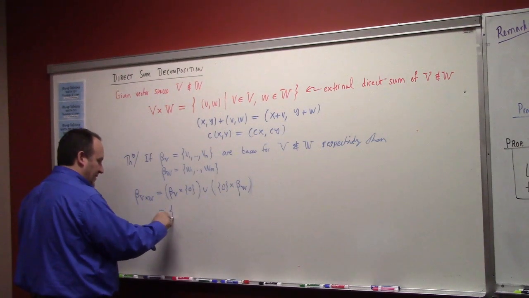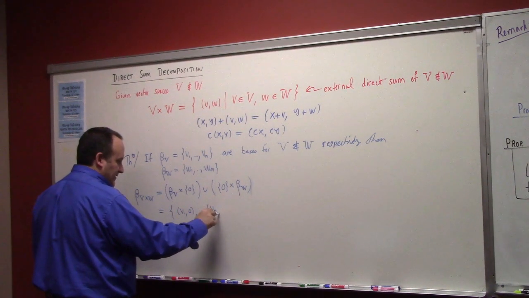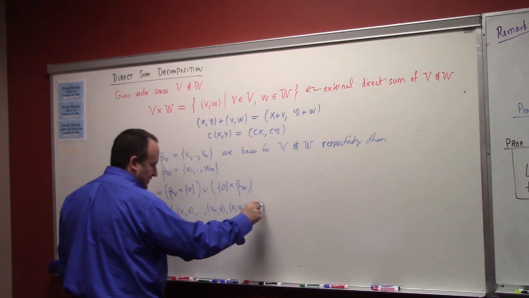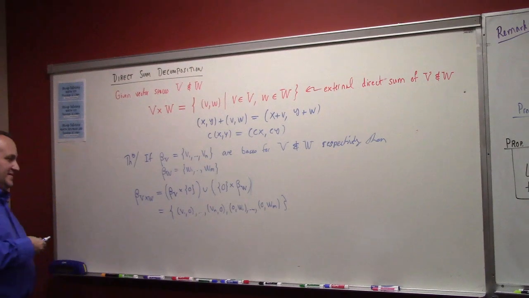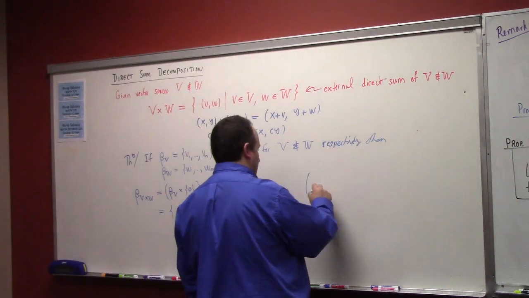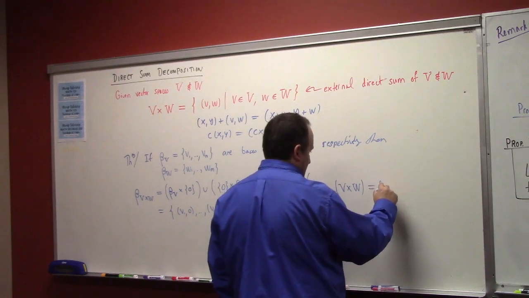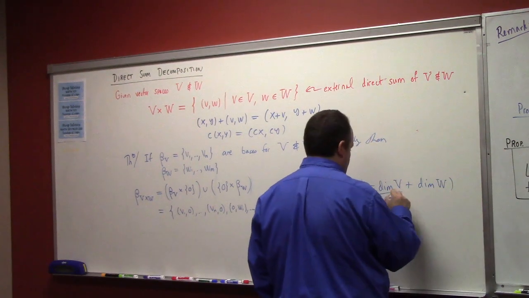To be more explicit, what we're looking at is v1, 0, dot dot dot, vn, 0, and then 0, w1, dot dot dot, 0, wm. That's a natural basis for the external direct product of V and W. Once we've proved that's a basis, what do we see? The dimension of V cross W is equal to the dimension of V plus the dimension of W, because this is N, this is M.